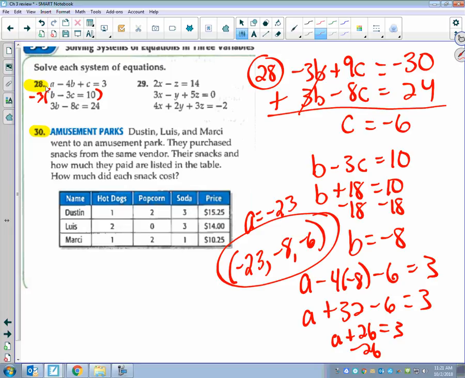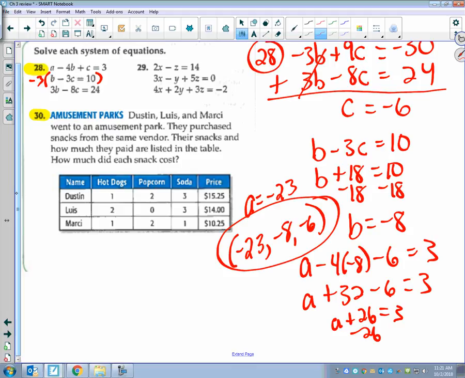Number 30 is a story problem, and it says, Dustin, Lewis, and Marcy went to an amusement park. They purchased snacks from the same vendor. Their snacks and how much they paid are listed in the table. How much did each snack cost? So right here we have our variables, right? H for hot dogs, P for popcorn, and S for soda.